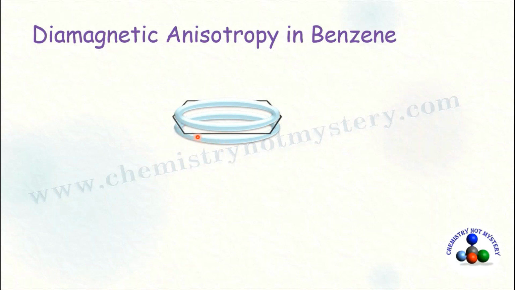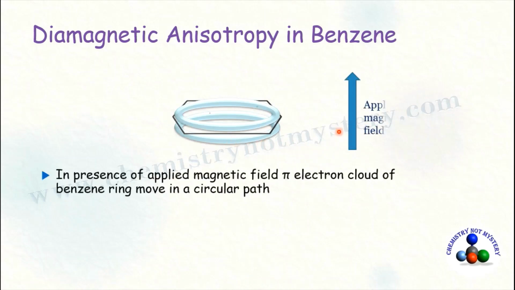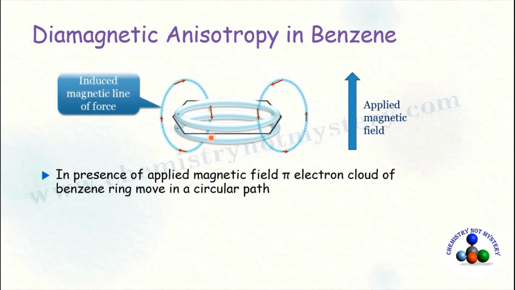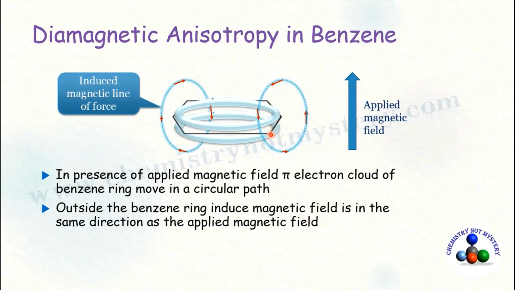In benzene, there are electron clouds above and below the ring. In the presence of an applied magnetic field, the pi electrons of the benzene ring start moving in a circular direction, due to which a magnetic field is induced in this way. When you observe the direction of the induced magnetic field inside and outside the benzene ring, you will observe that outside the benzene ring, the induced magnetic field lines are in the same direction as the applied magnetic field.